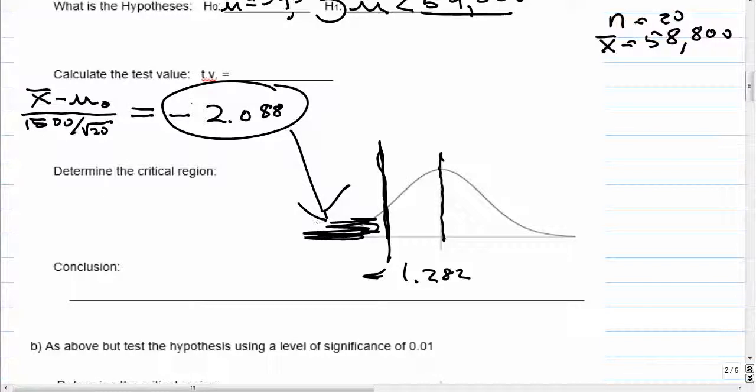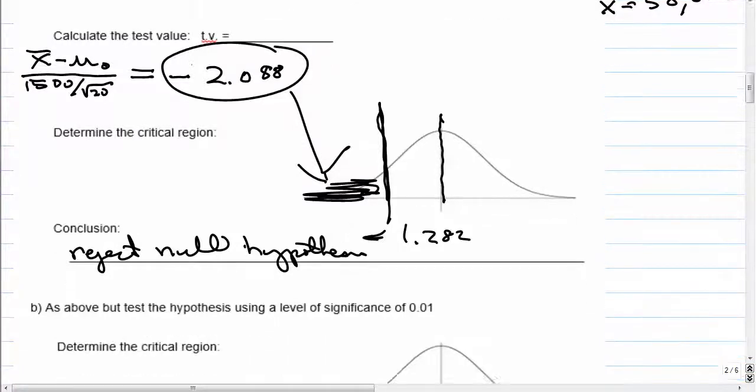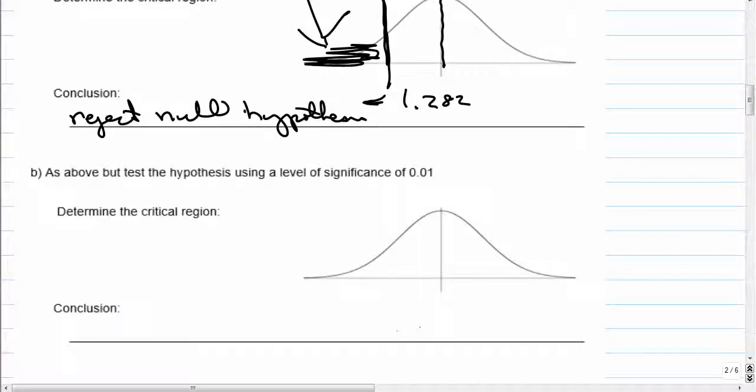So the conclusion is we will reject the null hypothesis with a 10% chance of committing a type 1 error. Okay? Meaning that we rejected when we should not have. Alright? Now the second one is no different other than we're changing the level of significance.